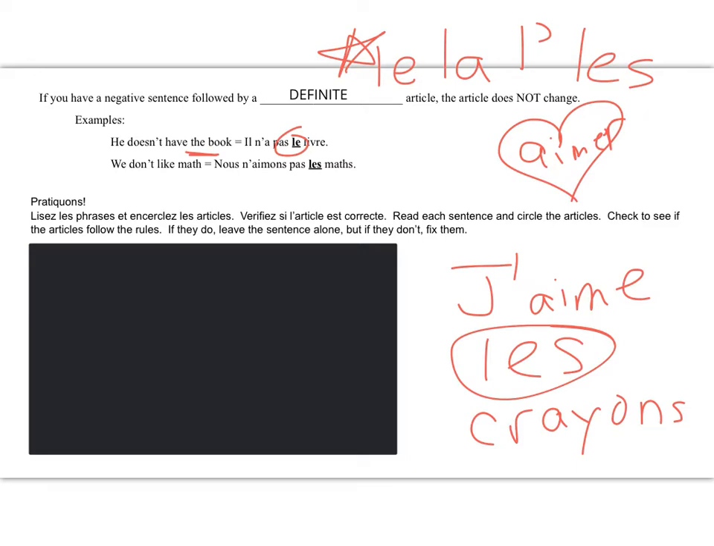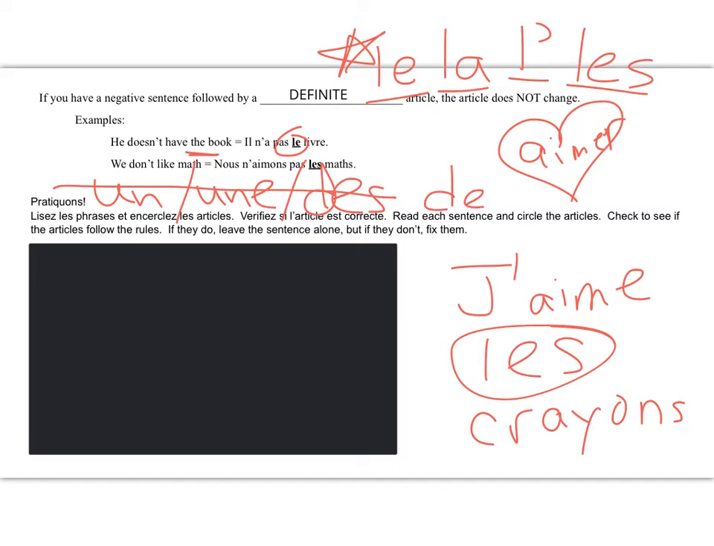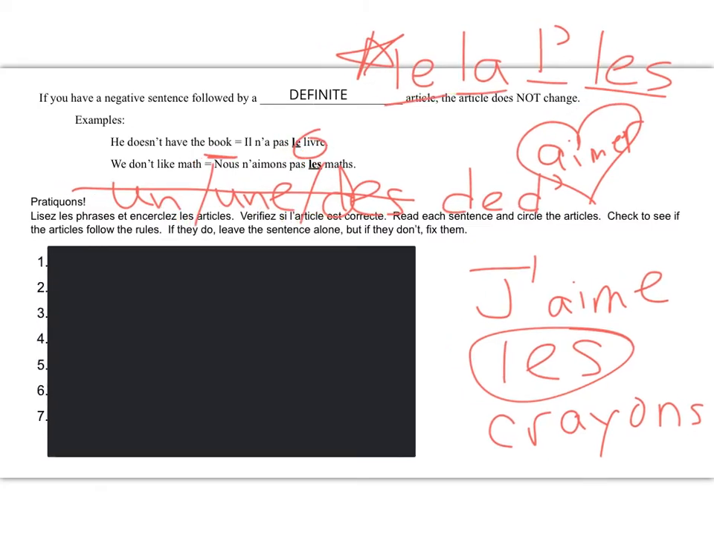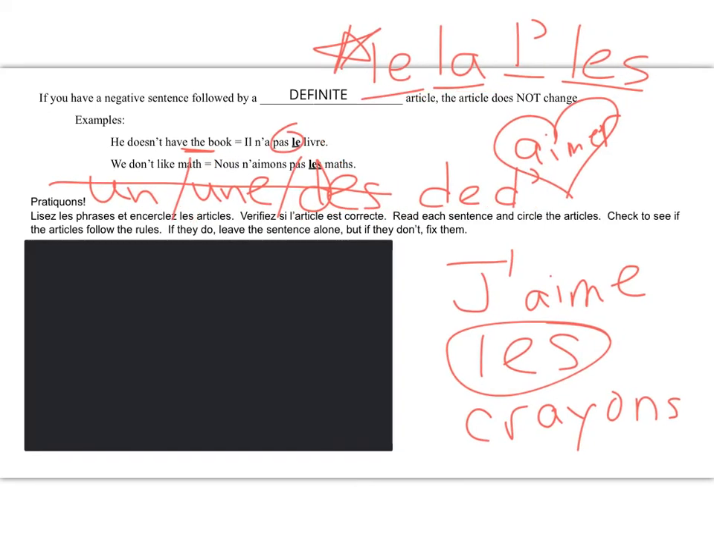Remember, articles this time could be le, la, l', les, but you could also see un, une, or des. But remember that these would be incorrect because in a negative sentence, these ones can't exist. So in their place, you should see either de or d'. Okay, so pause the video for a minute and do the questions. There are 7 questions. So do the 7 questions and then pause this, come back, and I will show you the answers, okay?